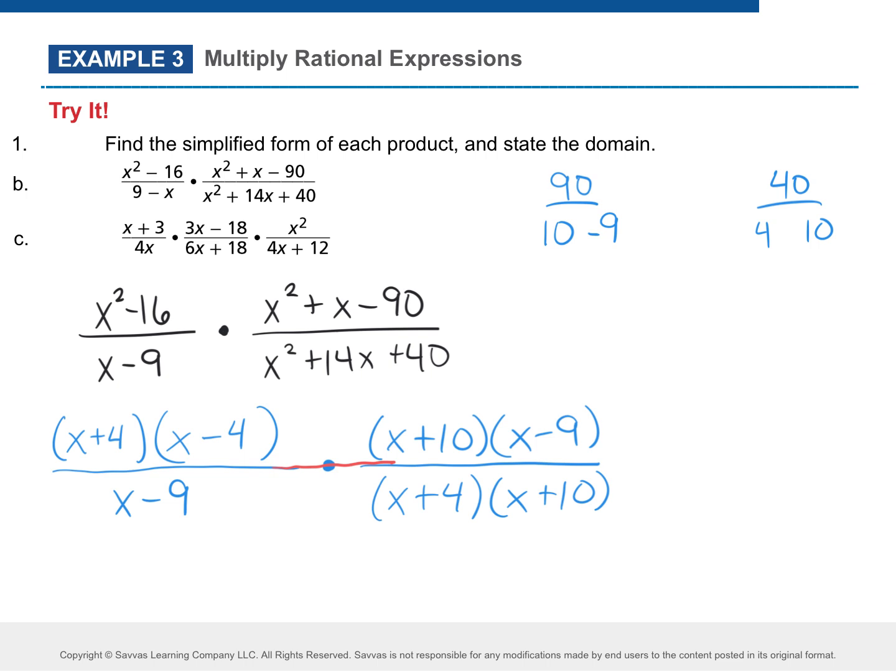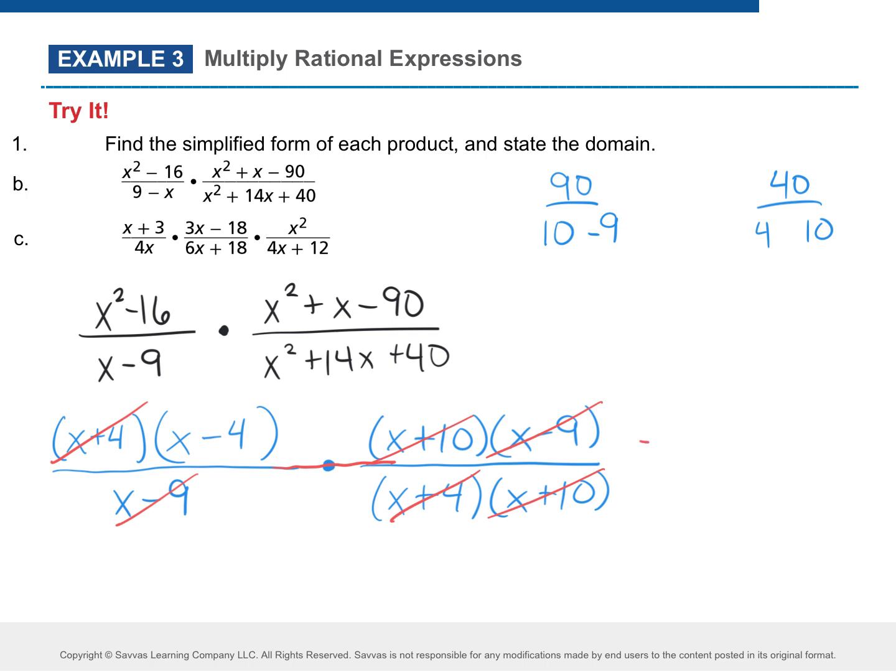What do the top numerator and the bottom denominator have in common? X plus 4. I agree with x plus 4, so I can cancel those out. What else? X plus 10. I agree with x plus 10. Can we do x minus 9? We can. Yep. And we can take out x minus 9. So then we just have x minus 4.